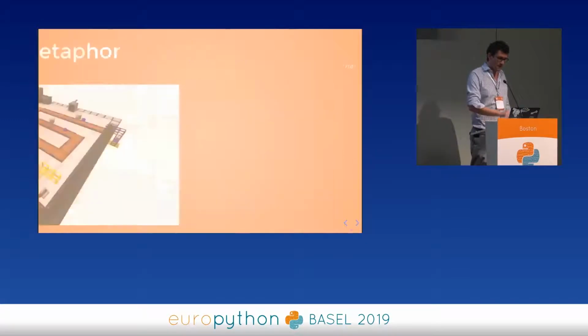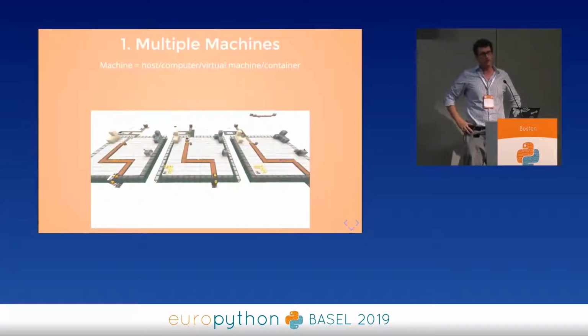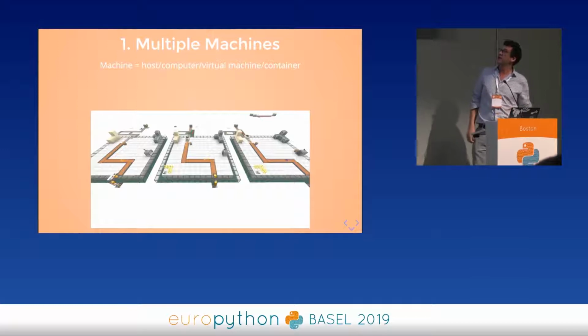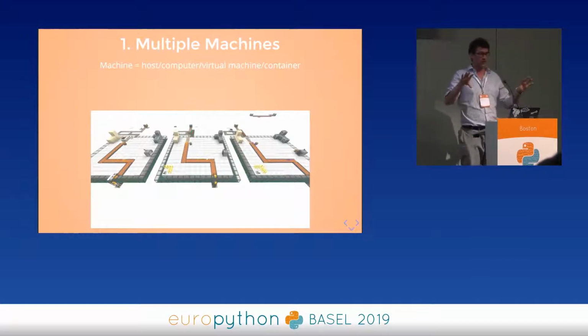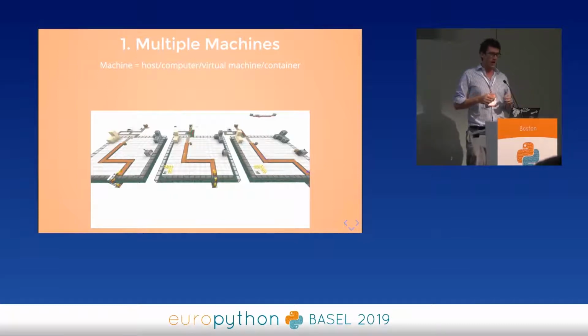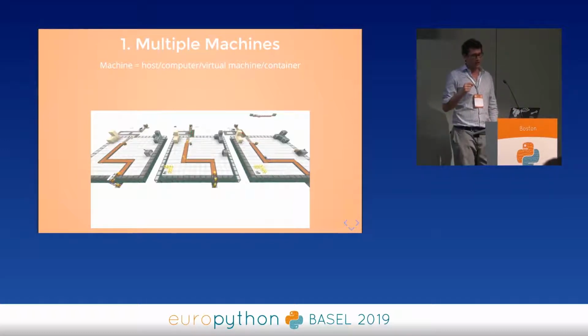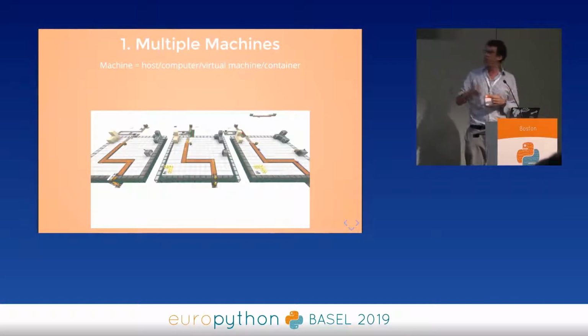So the highest level of parallel programming is multiple machines, or computers, or virtual machines, or containers. Anything where the code sees itself as running on a specific computer. This is demonstrated here with multiple different factories. So instead of building one factory bigger, you have multiple factories all running independently, but perhaps networking between each other. In this case, they're not networking between each other, they're just doing their own thing.